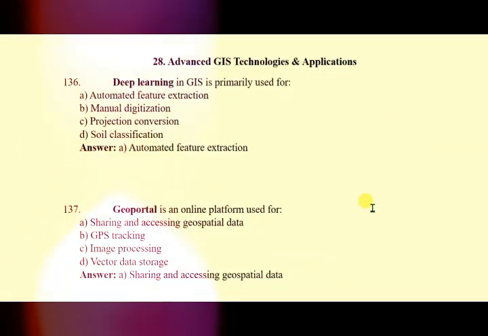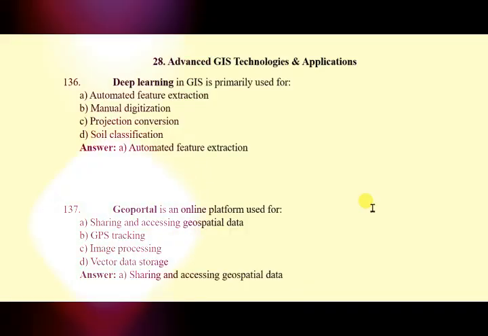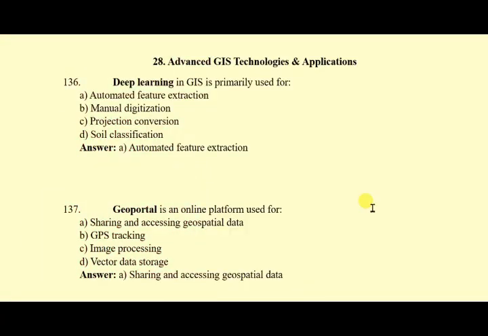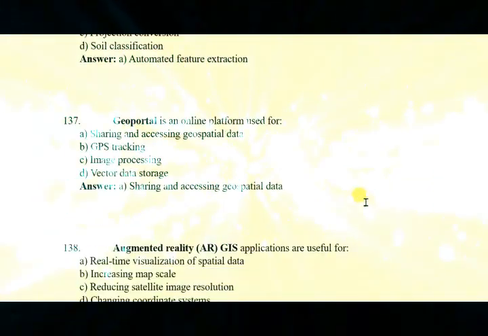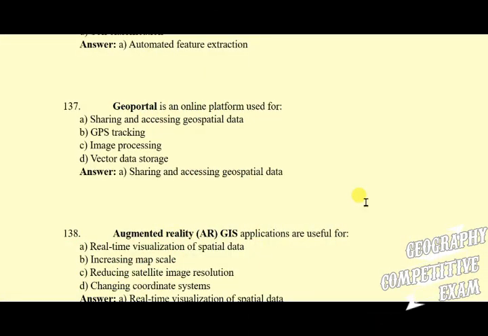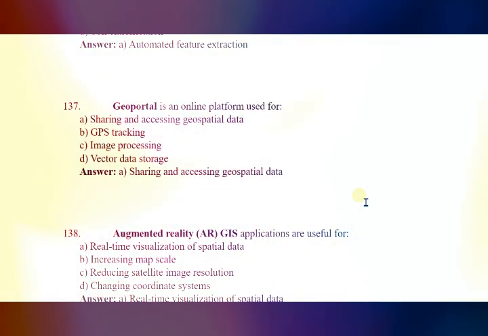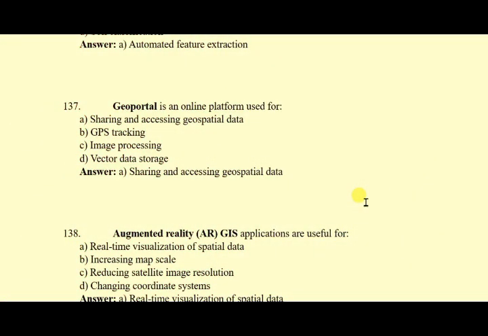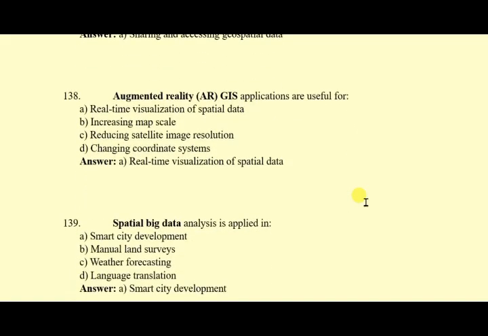28th category, Advanced GIS technologies and applications. Question 136. Deep learning in GIS is primarily used for automated feature extraction, manual digitization, projection conversion, soil classification. The right answer is automated feature extraction. Question 137. GeoPortal is an online platform used for sharing and accessing geospatial data, GPS tracking, image processing, vector data storage. The right answer is sharing and accessing geospatial data.